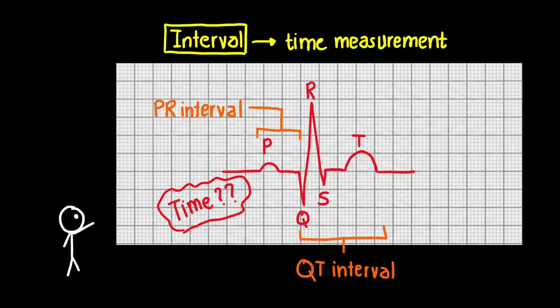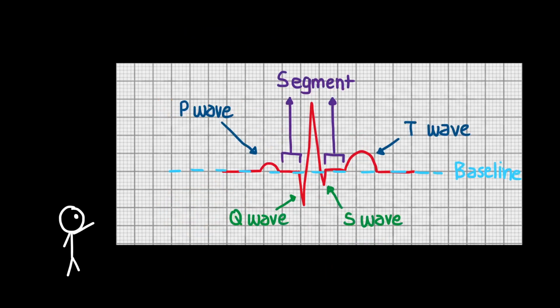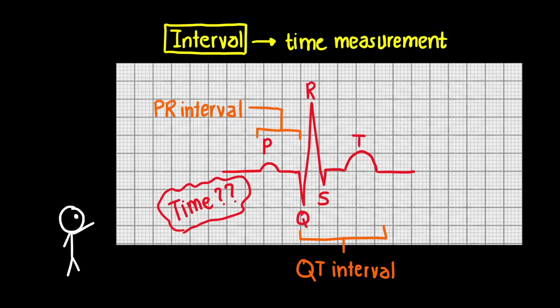So the difference is simple. A segment is always flat, and an interval measures time, and may contain deflections inside it. They are not the same thing.